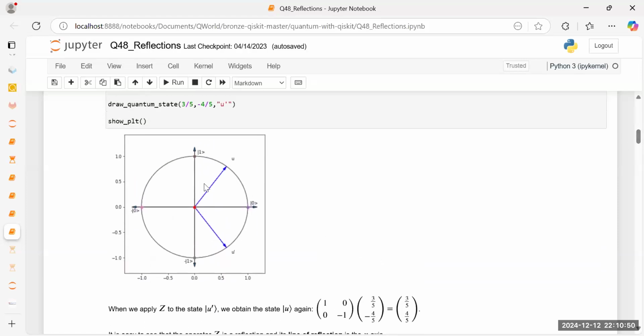That's where we started describing reflection. For reflection, we need a line of reflection. In this case, our line of reflection will be the x-axis. When we've stated our line of reflection, if I have a quantum state that is to be reflected, we're going to get an image of that quantum state at the other side of our line of reflection.